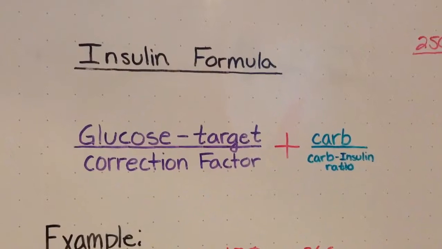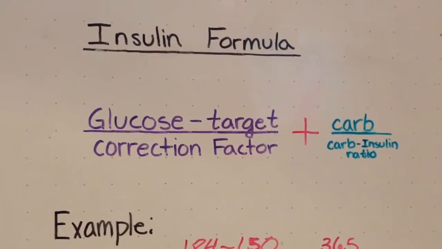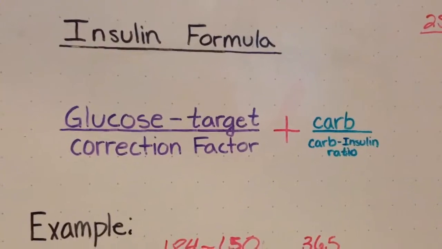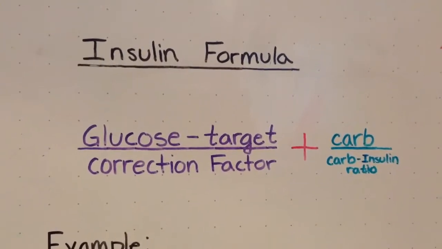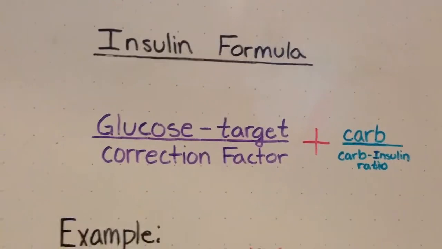It's the glucose minus the target divided by the correction factor, plus the carb divided by the carb insulin ratio. Now, I'm going to go through examples, but you're probably going, what? This is confusing, right? Before I begin, pretend that they're two different equations. Don't say, oh my gosh, that's one big one. Divide it into two. Your first equation will be your glucose minus your target divided by your correction factor. And then the plus, the carb divided by the carb insulin ratio, that's your second equation.